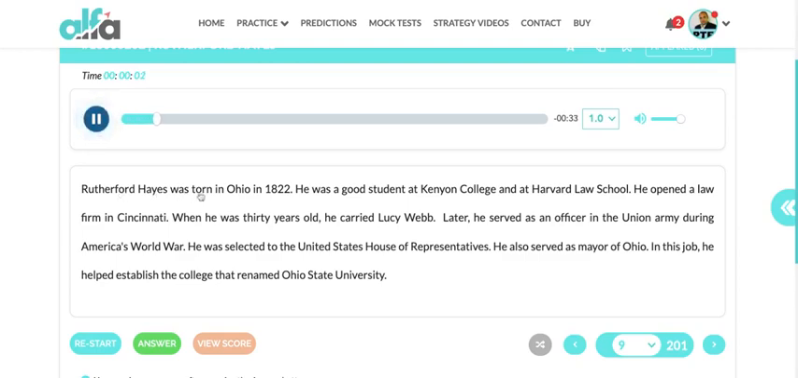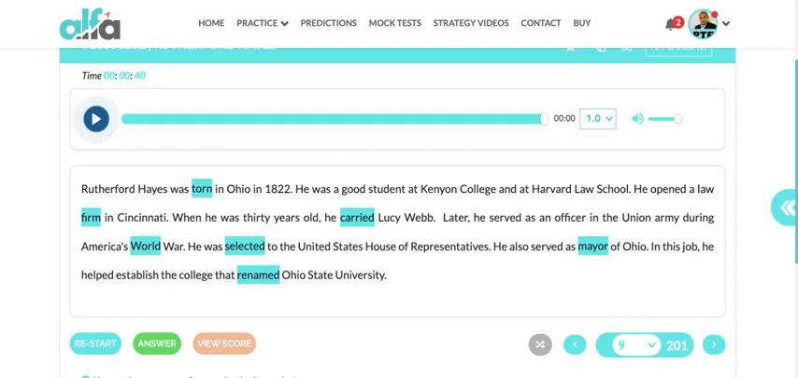Rutherford Hayes was born in Ohio in 1822. He was a good student at Kenyon College and at Harvard Law School. He opened a law office in Cincinnati. When he was 30 years old, he married Lucy Witt. Later, he served as an officer in the Union Army during America's Civil War. He was elected to the United States House of Representatives. He also served as governor of Ohio. In this job, he helped establish the college that became Ohio State University.